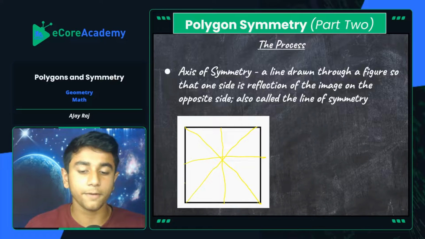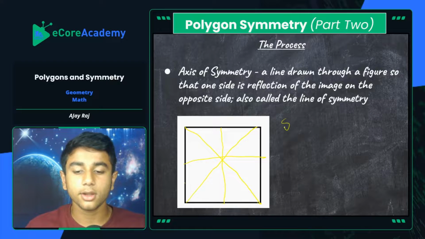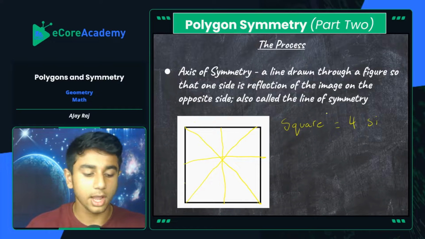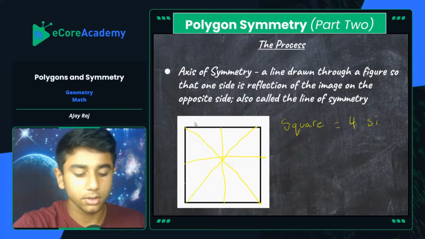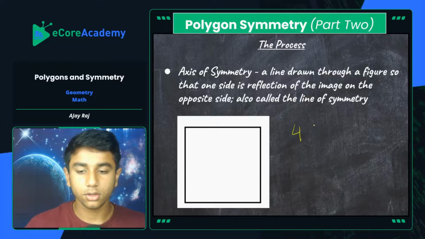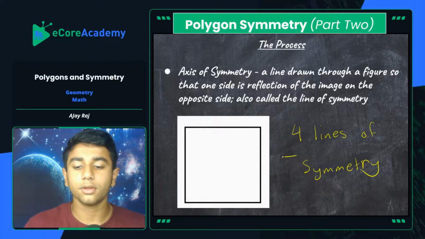And if you fold it on any of those sides, you will see that they will match and map onto each other perfectly. So square equals 4 sides, or 4 lines of symmetry. 4 lines of symmetry for this square here.